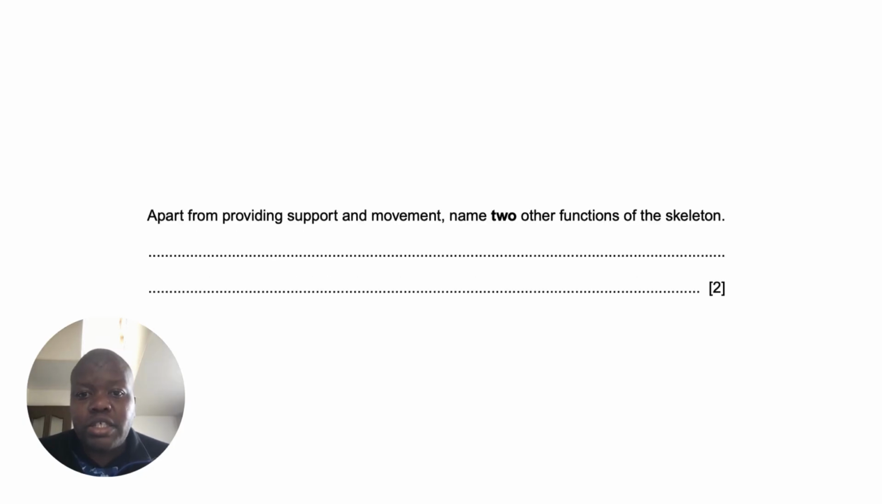Apart from providing support and movement, name two other functions of the skeleton. It protects internal organs and red blood cell production.